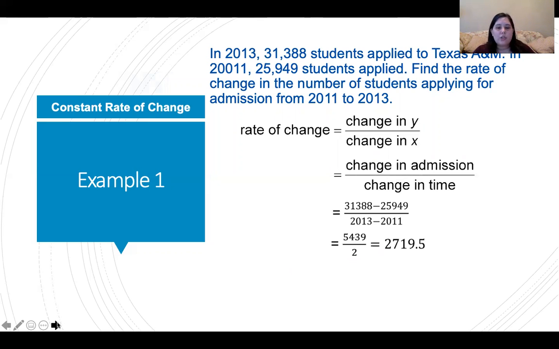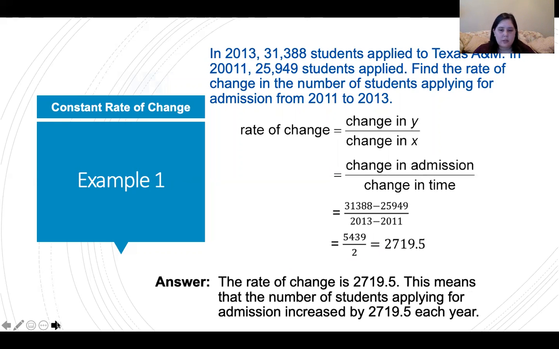When we do that, we get 5,439 over 2, which becomes 2,719.5. So the rate of change is 2,719.5. This basically means that the number of students applying for admission increased by 2,719.5 each year.